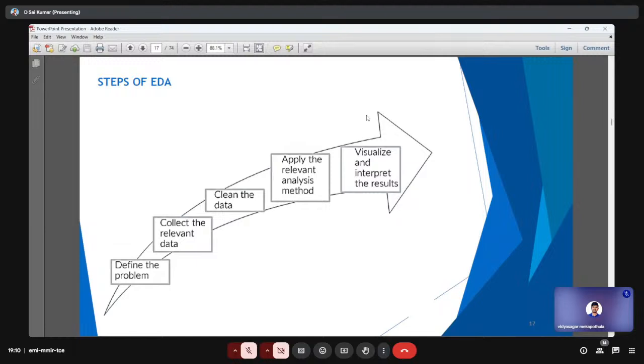Then comes the modeling and algorithm part, where we use any classification technique or clustering technique.